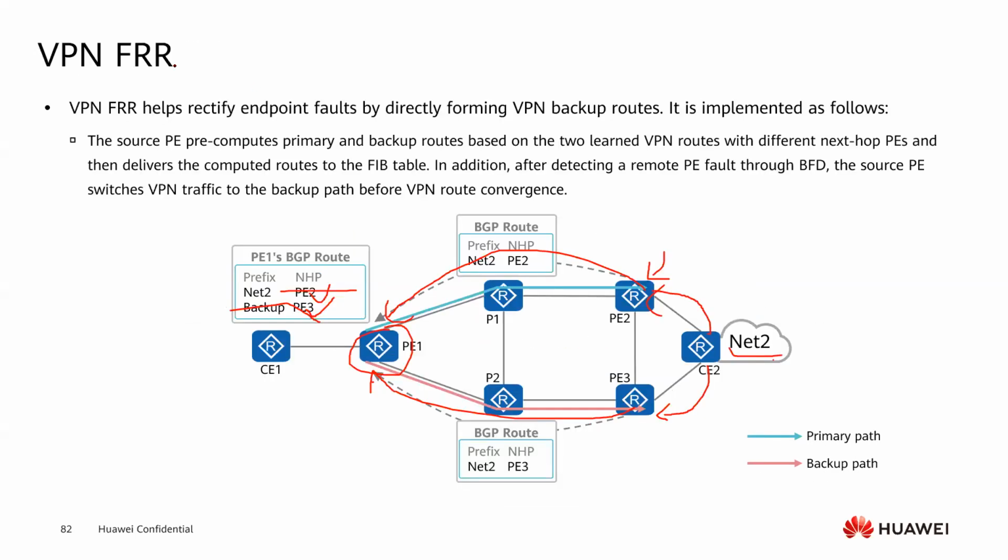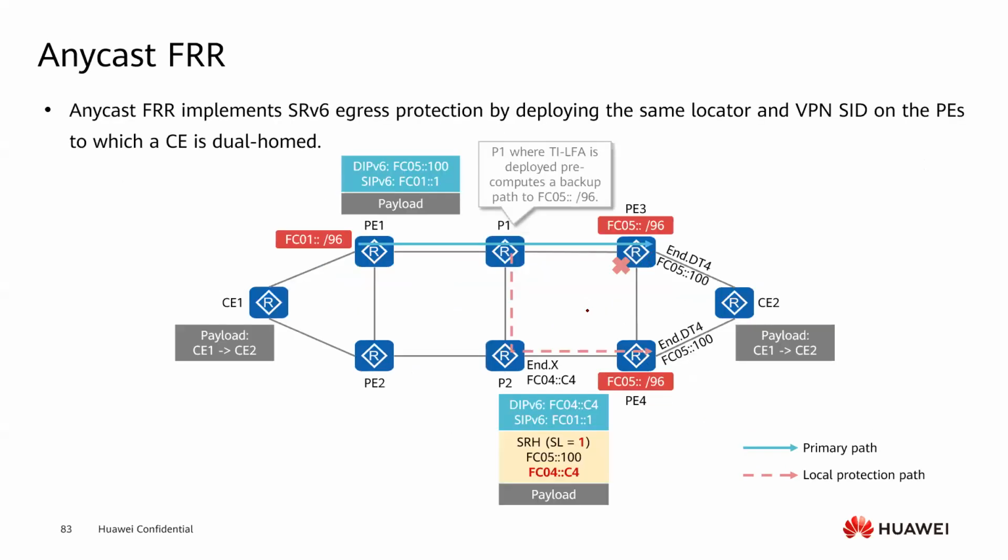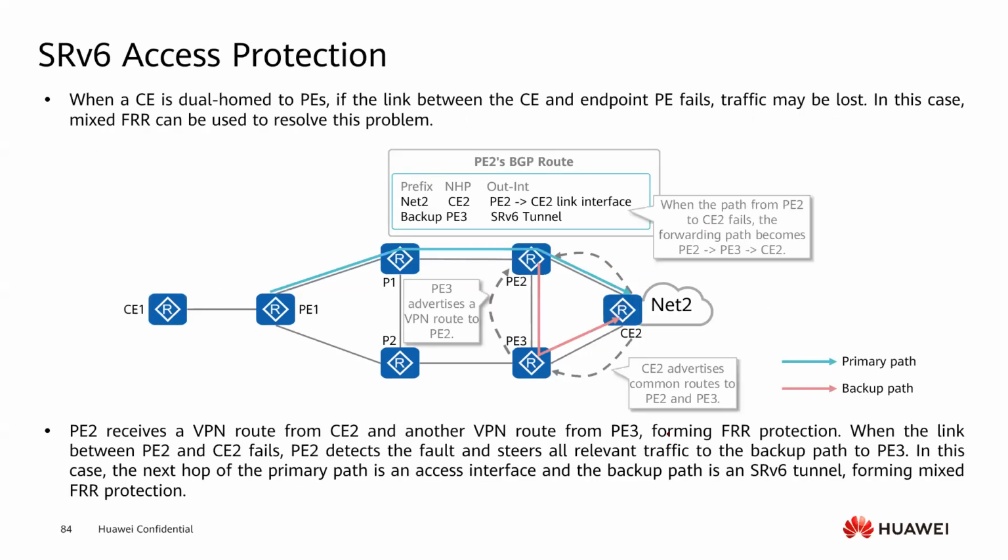This is the most commonly used. And besides this, we actually have another technology called Anycast FR. With Anycast FR, we can put two egress routers within the same locator. So if one egress fails, I can go to another egress. So this is the endpoint, the egress device, and now let's look at the access protection.